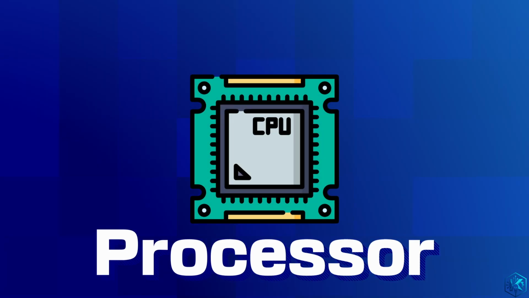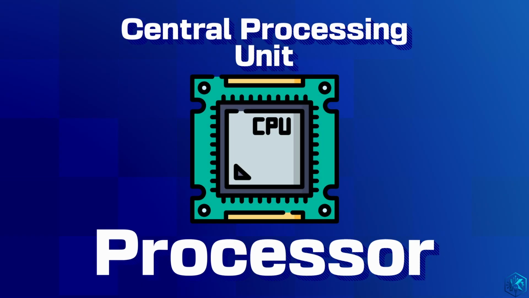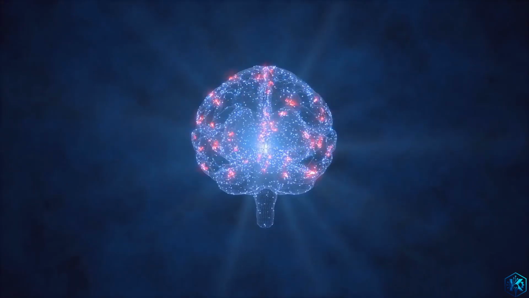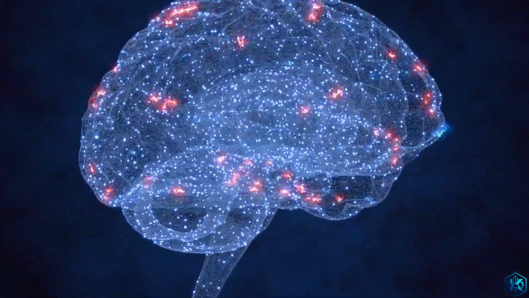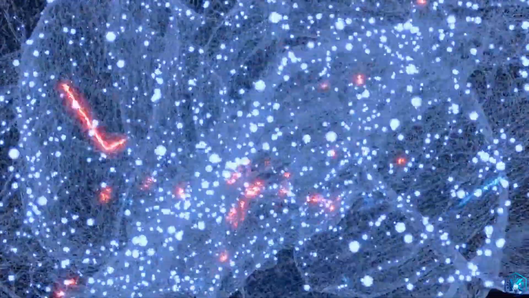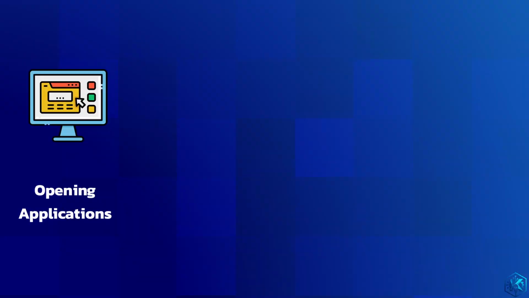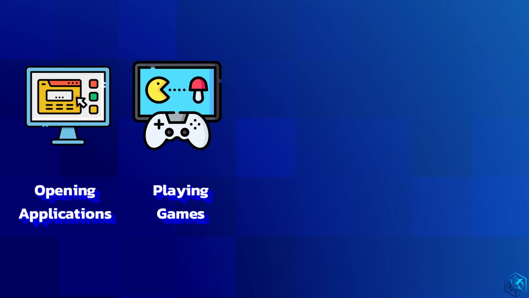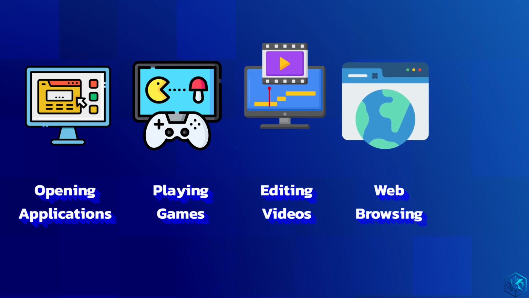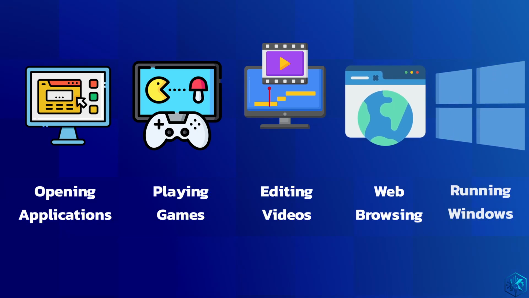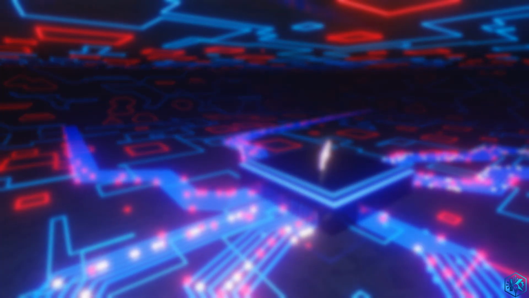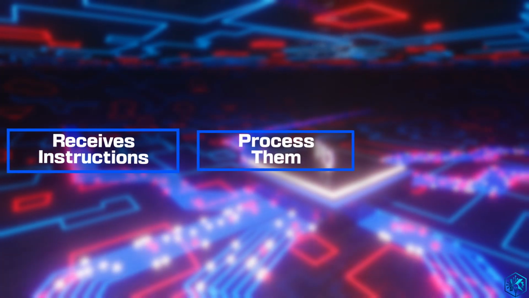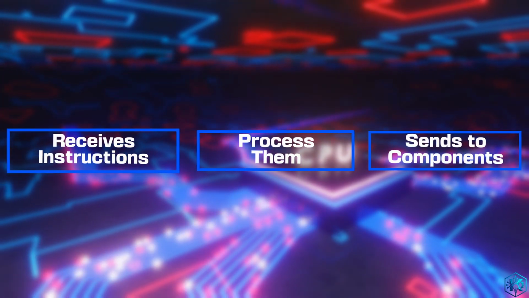The processor, also called the CPU or central processing unit, is often referred to as the brain of a computer. Every action you perform on a PC eventually reaches the CPU. Opening applications, playing games, editing videos, browsing the web, running Windows, this all goes through the CPU. The CPU receives instructions, processes them, and sends the results to other components.